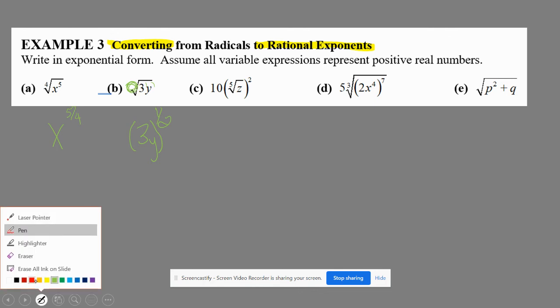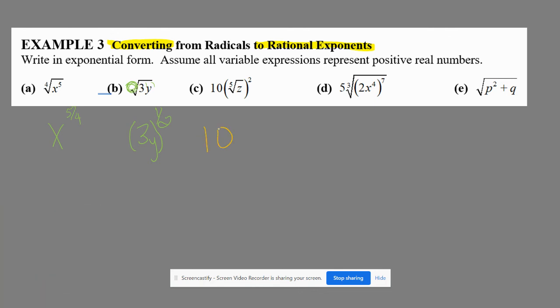Letter C. The 10 is on the outside, so we don't worry about that. Our base is z, second power, fifth root. So z to the 2/5 power. Letter D. That 5 again, not part of our base. Our base there in parentheses is 2x to the 4th. 7th power, third root.